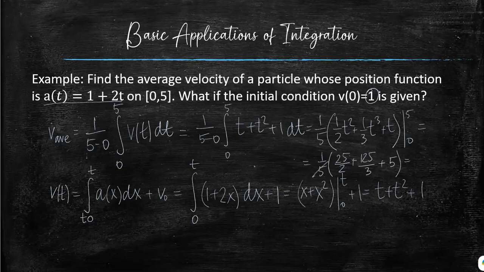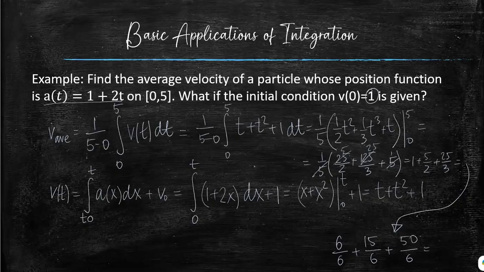So we can remove this 5 from everywhere. So it's going to be 5 left here, 25 left here, and 1. So the final answer is 1 plus 5/2 plus 25 over 3. Common denominator is 6. Let me take it over here. So we have 6 over 6 plus 15 over 6 plus 50 over 6. So the final answer is 71 over 6. That's the average velocity. All right.